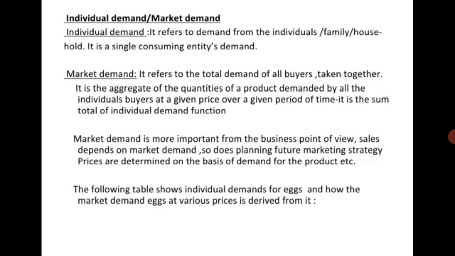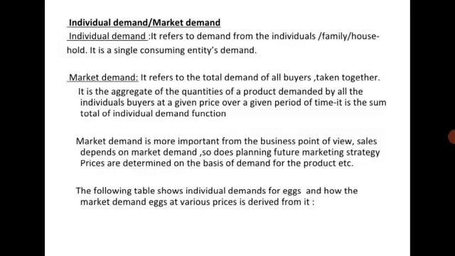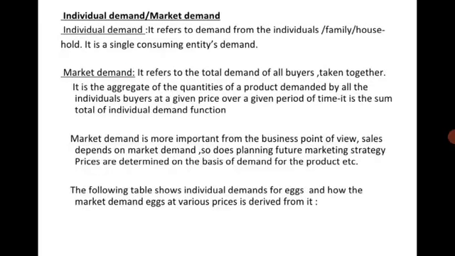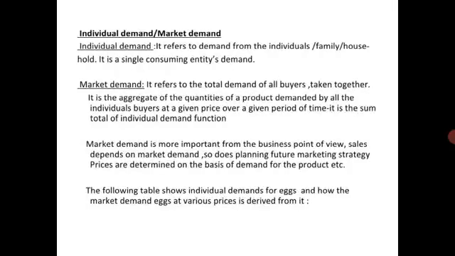What is individual demand and market demand? Individual demand refers to demand from an individual family or household. It is a single consuming entity's demand, meaning the consumption of an individual person. If Ramesh and Kamlesh are each using one pen, one bike, one car, each has demanded a single kind of commodity.